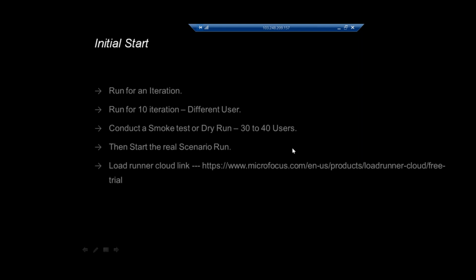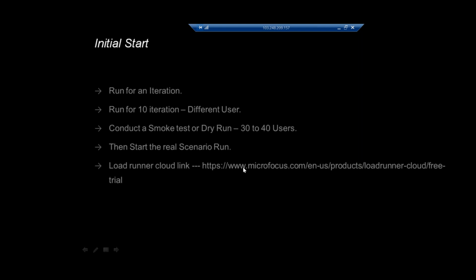Then we conduct a dry run or smoke test for 30 to 40 users, and confirm that the application-wise and the script-wise are good. We can't start a test with 5 lakh users, and if we get any errors in the script, then our virtual user hours would be wasted. So initially, we do this smoke test to make sure our data is correctly set, and our iterations and the script are perfect.